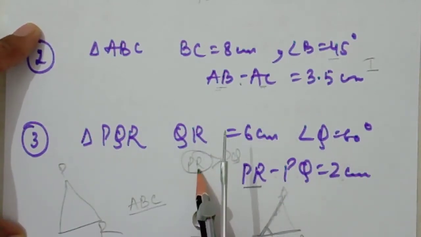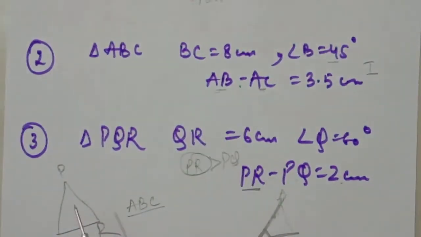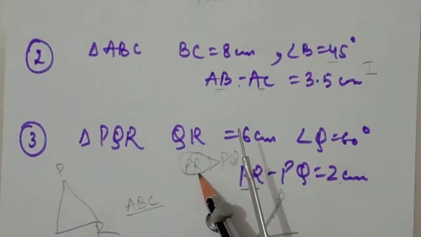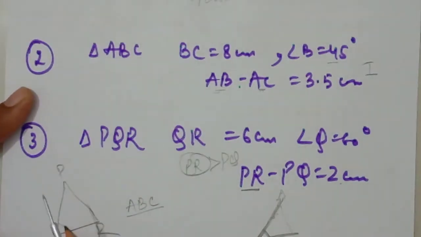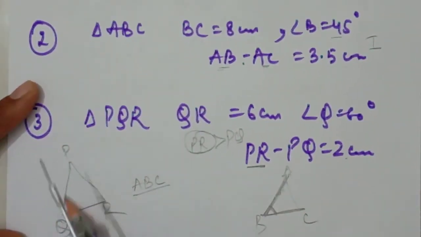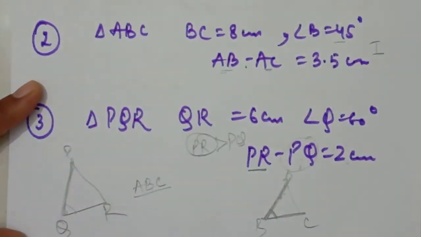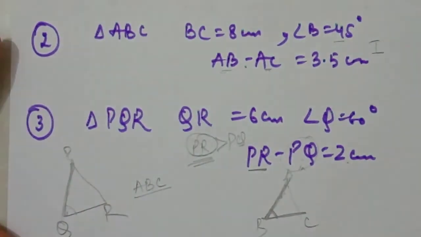It means PR is the bigger side. So first of all we have to draw QR as base, with angle Q as 60 degrees. We have to draw PR first because it is the greater side, but we can't, because the angle is given at the Q vertex. We are only able to draw PQ, but that is not possible according to the question because it is the smaller side. First of all we have to draw PR only.